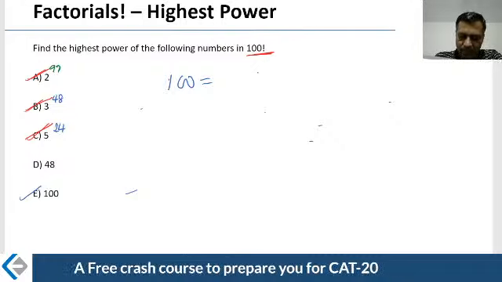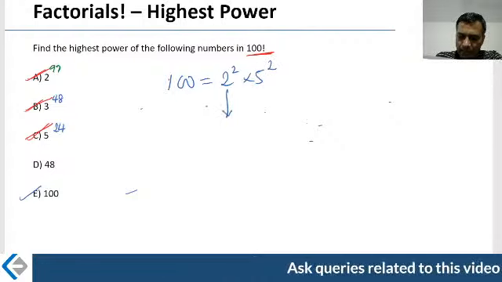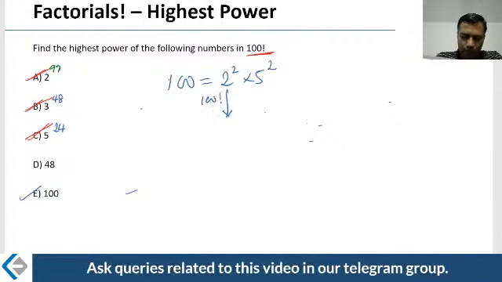Fair enough. Let's try and understand this. 100 is nothing but what? 2 raised to power 2 and 5 raised to power 2. No problem. So how many 2's are there in 100 factorial? We already found out. The number of 2's is 97. And how many 5's are there in 100 factorial? I am ready with that data: 24.